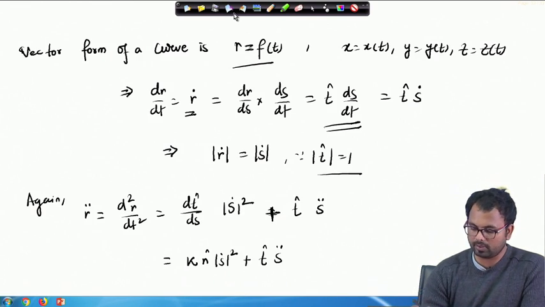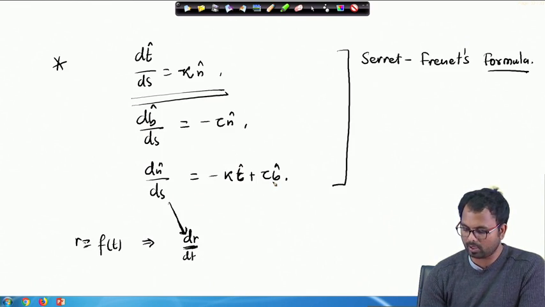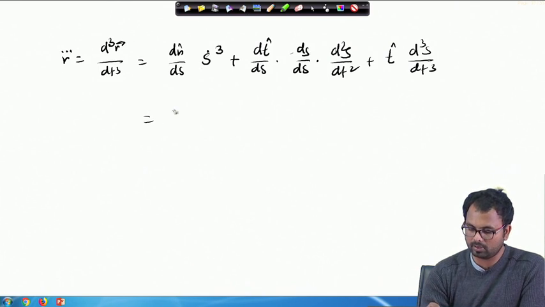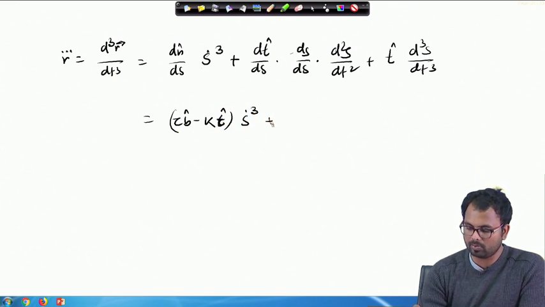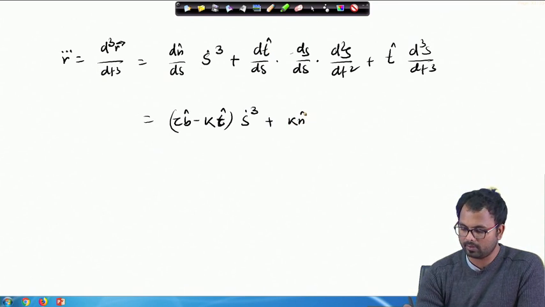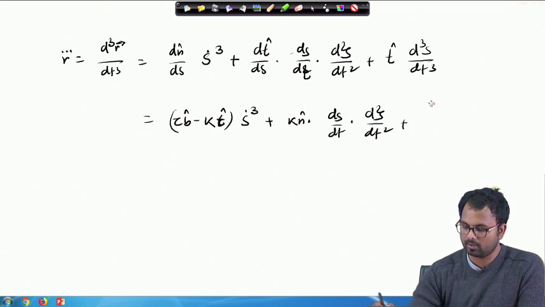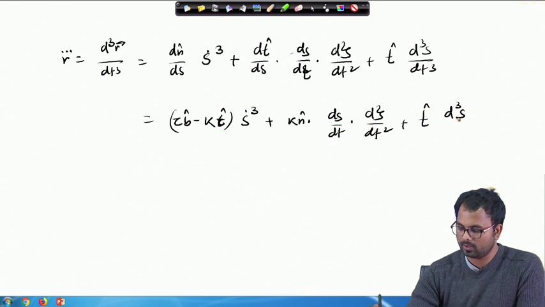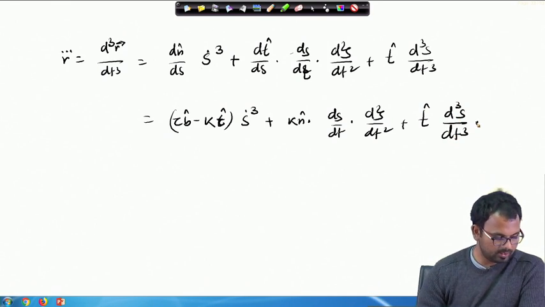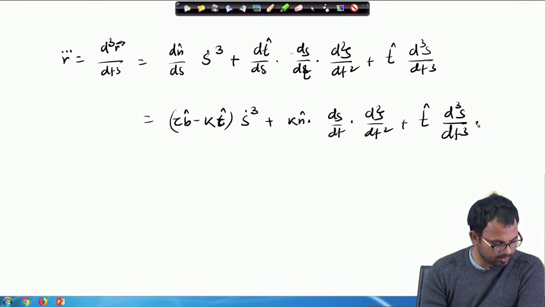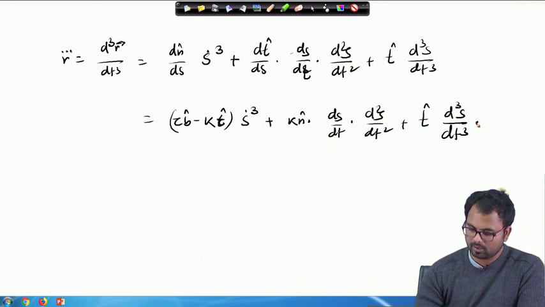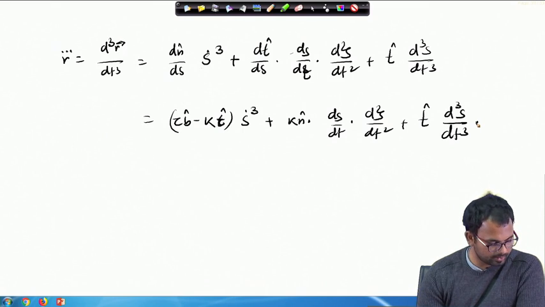So, now dn ds, if I go back here, dn ds is tau b minus kappa t. So, let us put here it is tau b minus kappa t times ds dt whole to the power cube, and dt ds is kappa n ds dt times d square s by dt square and t cap d3 s by dt cube. So, let me just match if I have done it correctly. Yes. So, now we rearrange the terms.